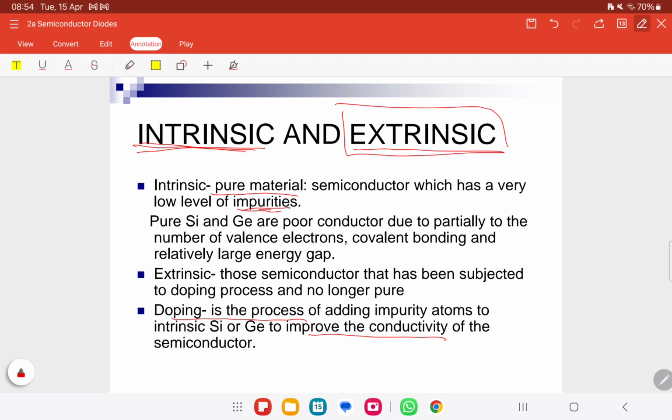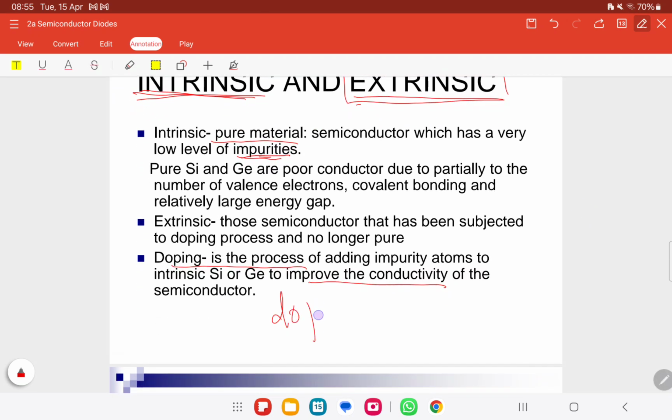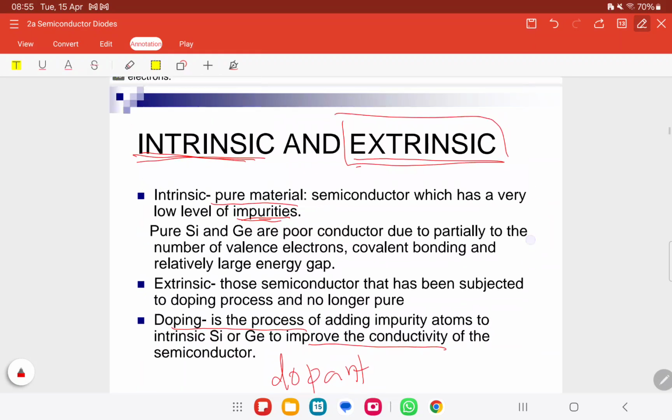We add impurities, or benda asing. The impurities are the dopant. We add dopant to the intrinsic during the doping process to get extrinsic. Dopant is the bahan. Dopant tu benda asing. Benda asing is the impurity, so benda yang sama lah. Okay, boleh tak? Dopant. So that is the difference between intrinsic and extrinsic.